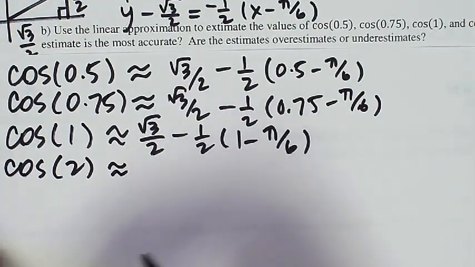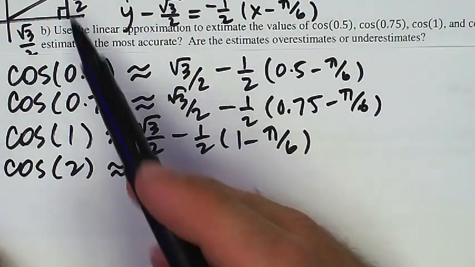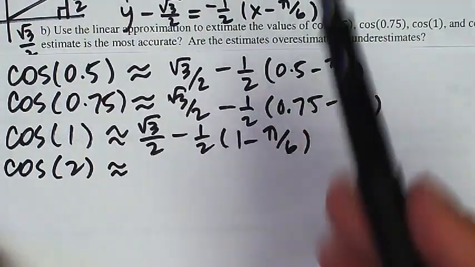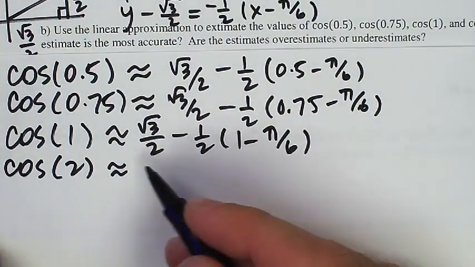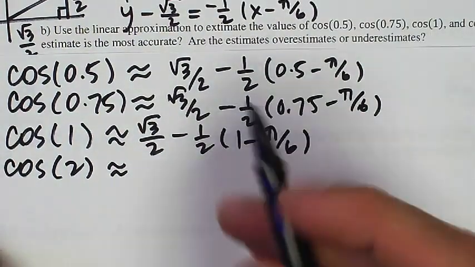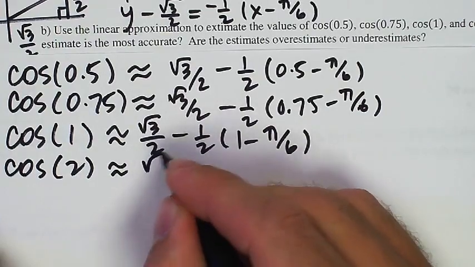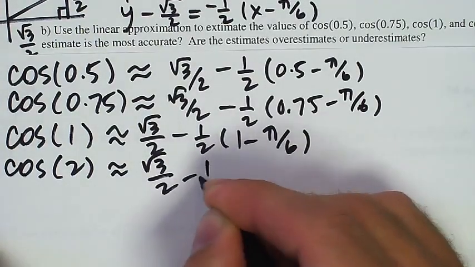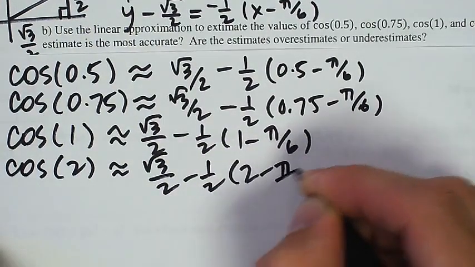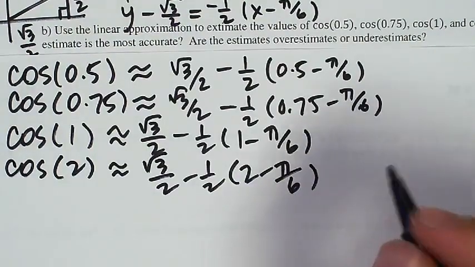Cosine of 2, that's really far away from pi over 6, right? Because 1 radian is up by pi over 3, so this is way too far away to even be using a linear approximation, but it asks for it, so I'll give it. Root 3 over 2 minus half of 2 minus pi over 6.